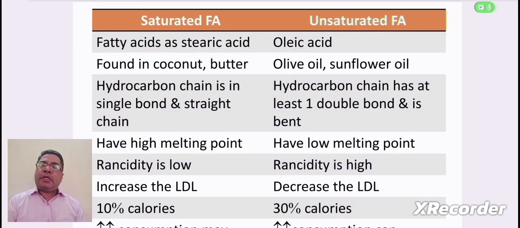Good morning, everyone. Let us begin the topic. Saturated fatty acids versus unsaturated fatty acids. An example of a saturated fatty acid is stearic acid, whereas an example of an unsaturated fatty acid is oleic acid. Saturated fatty acids are found in coconut and butter, whereas unsaturated fatty acids are found in olive oil and sunflower oil. In saturated fatty acids, the hydrocarbon chain has single bonds and is a straight chain, whereas in unsaturated fatty acids, there is at least one double bond and it is a bent chain.